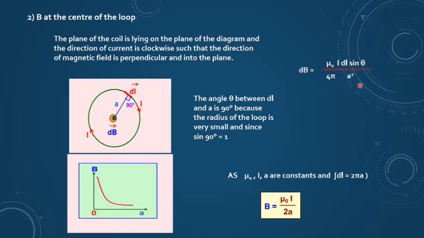You know the basic formula: mu naught I dl sine theta upon 4 pi r square. You put sine theta equals 90 degrees. Sine 90 is 1. So you are getting integral of dl as 2 pi a, and you will be able to get this result, which we have otherwise proved by the special case of taking the circular loop. So it is your choice.